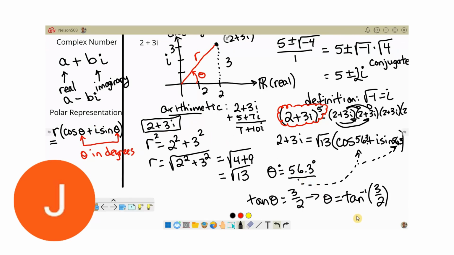This is what we're going to be doing on our homework today. We're going to convert from rectangular form to polar form. Call me over if you need some help, okay?